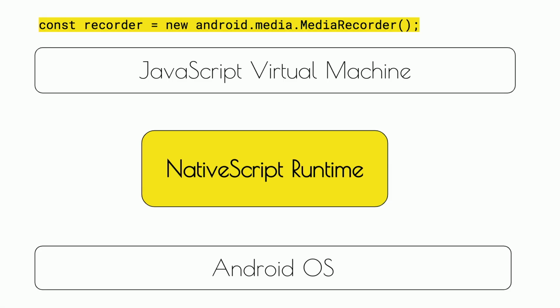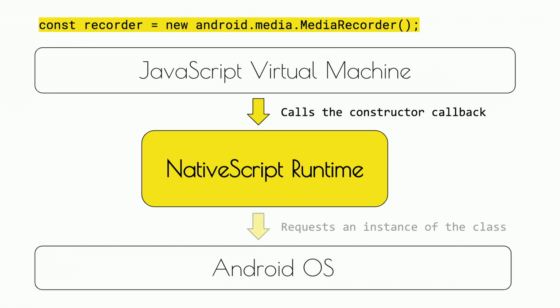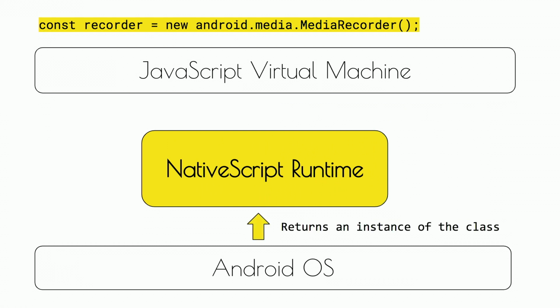Probably all those callbacks have confused you a bit by now, so let's see what happens initially when we instantiate the media recorder class. V8 would trigger our constructor callback, and we would instantiate the native object in Android. After Android returns an instance, we then create a proxy object and return it to V8.